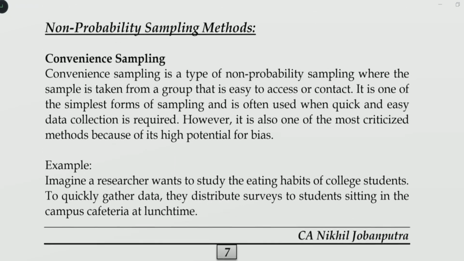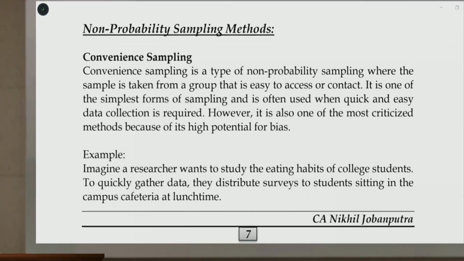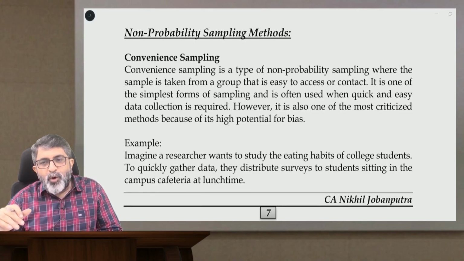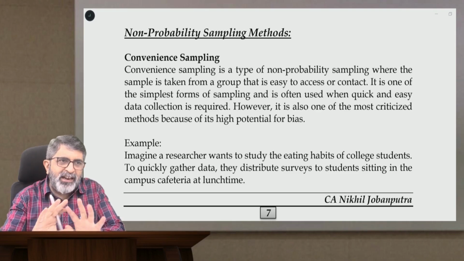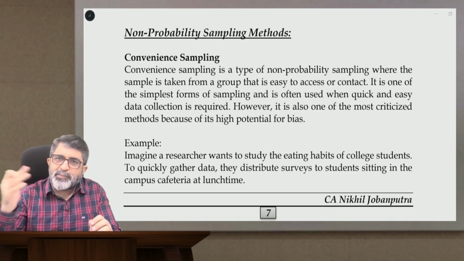Now, the next thing that we need to discuss is non-probability sampling methods. Number one in this category is convenience sampling. What is available in front of you, you just analyze that data and consider that it represents the whole population.